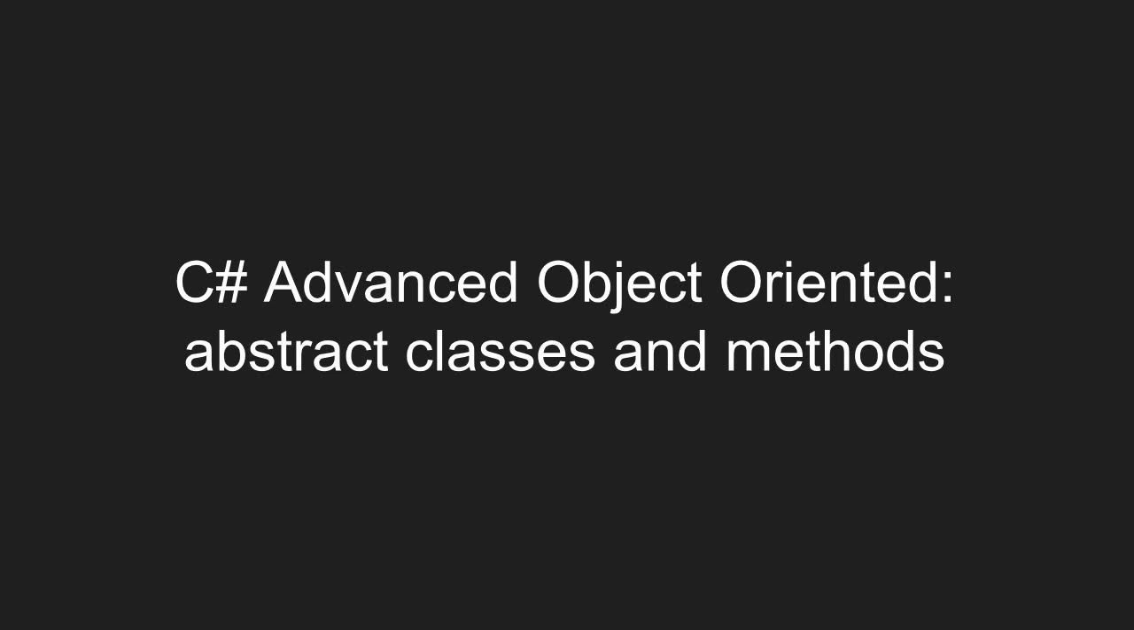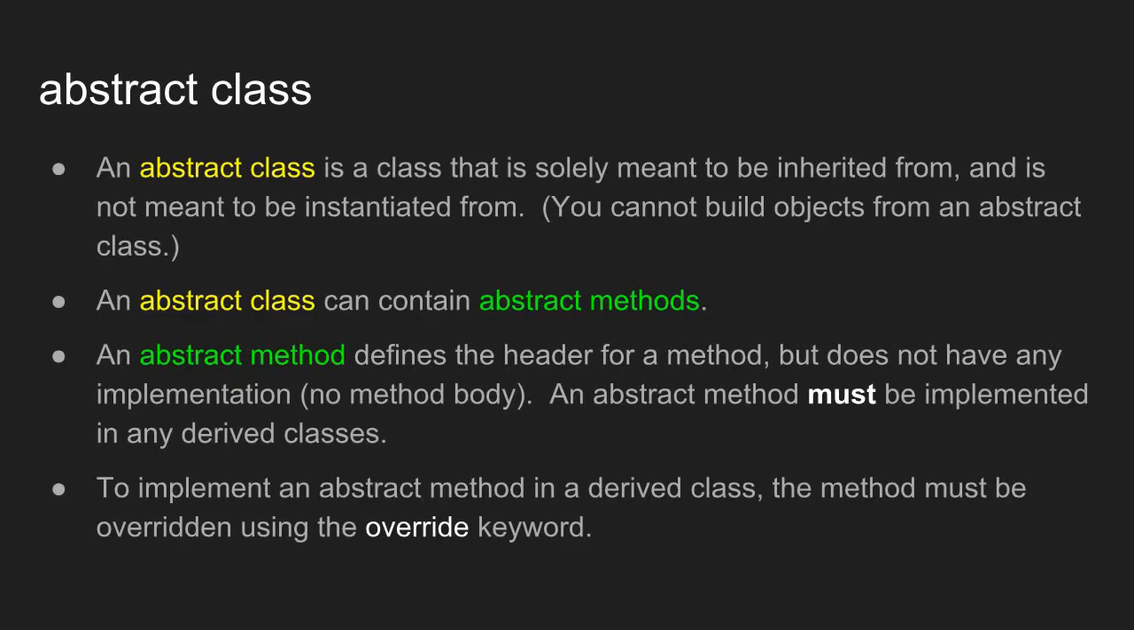In this video, we will talk about abstract classes and abstract methods in C#. Now, an abstract class is a class that is solely meant to be inherited from, and it is not meant to be instantiated from. What that means is you can't build objects from an abstract class. You can think of an abstract class as a template that we can use to then derive a set of commonly derived classes from.